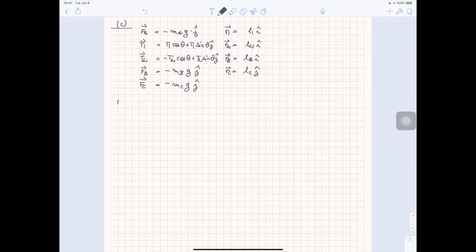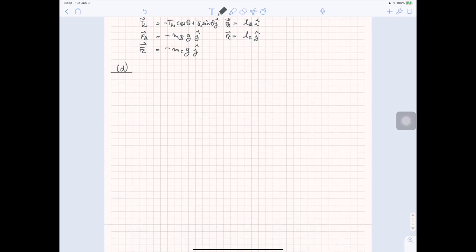So now we can formulate the conditions of static equilibrium here. So then we have F net and the torque.